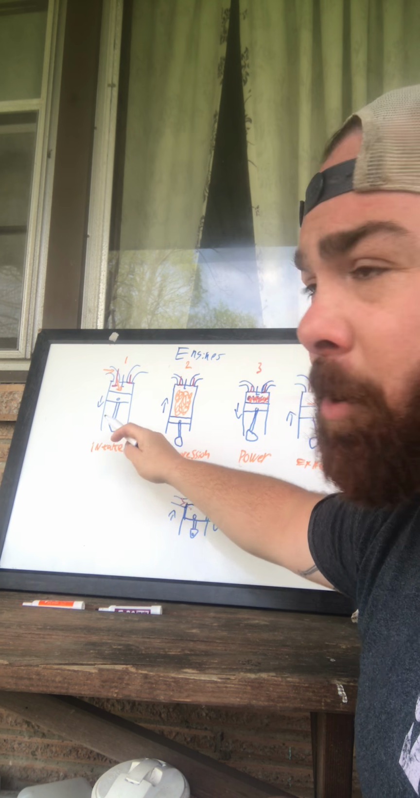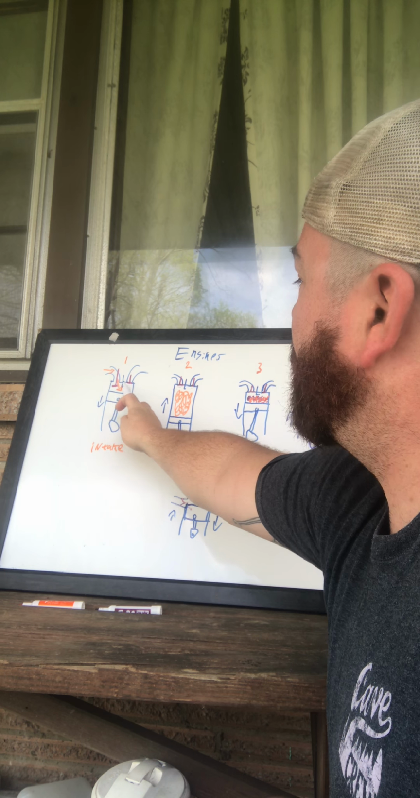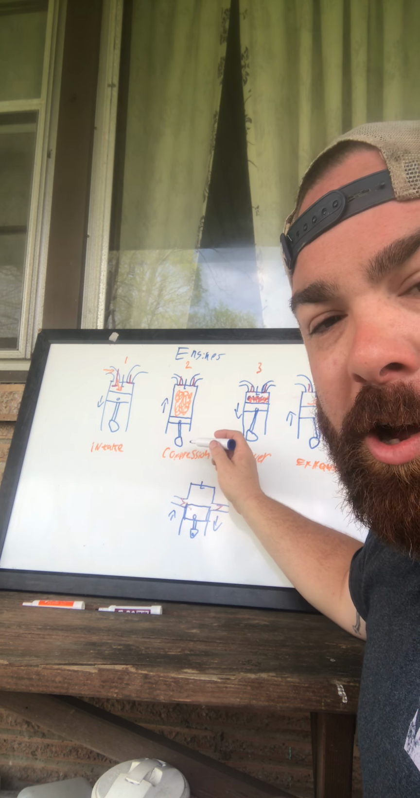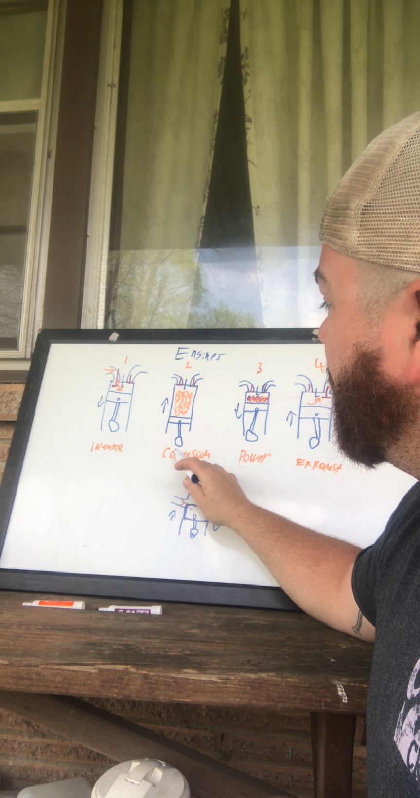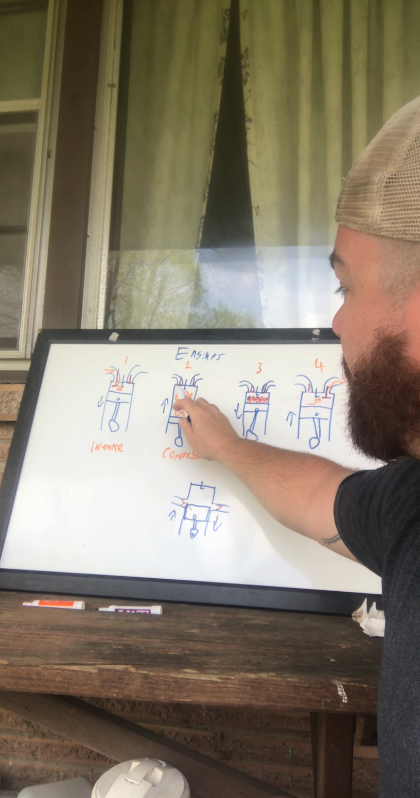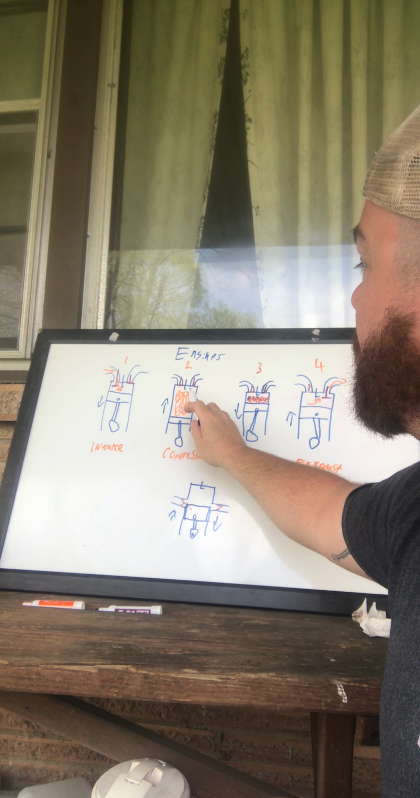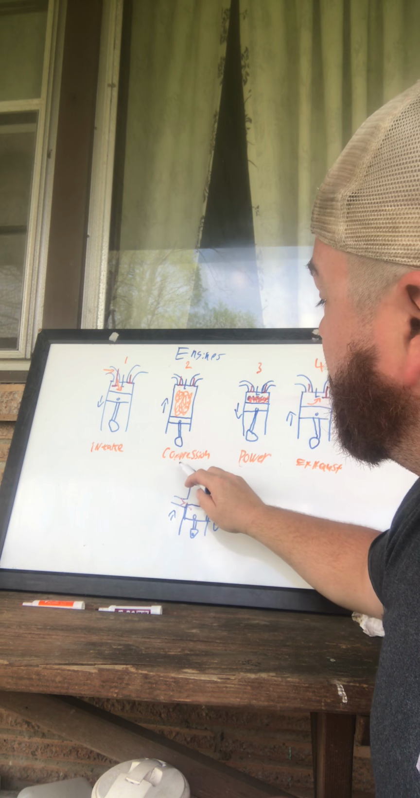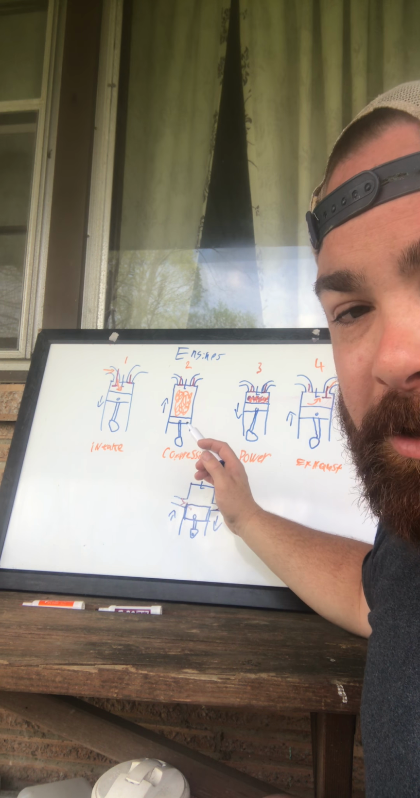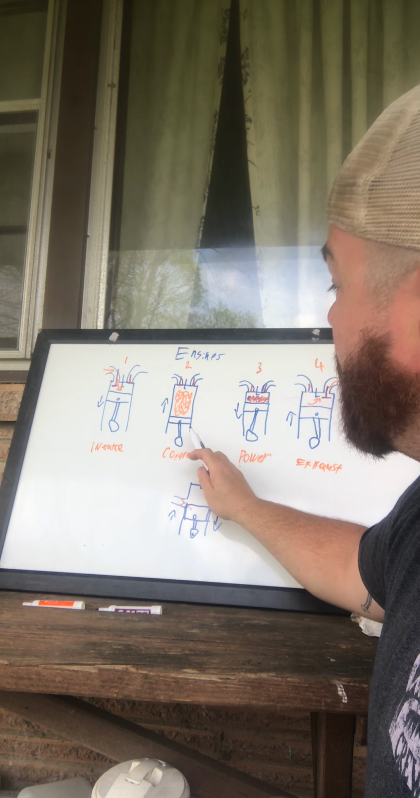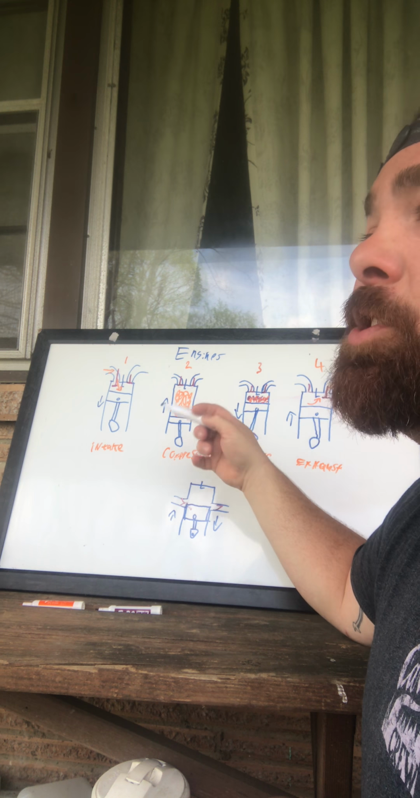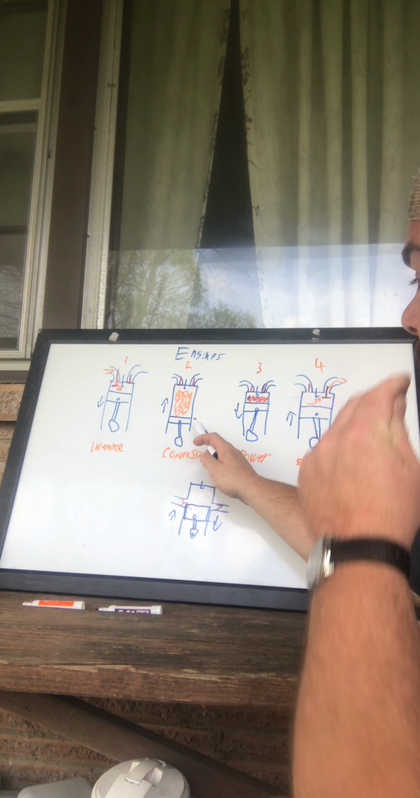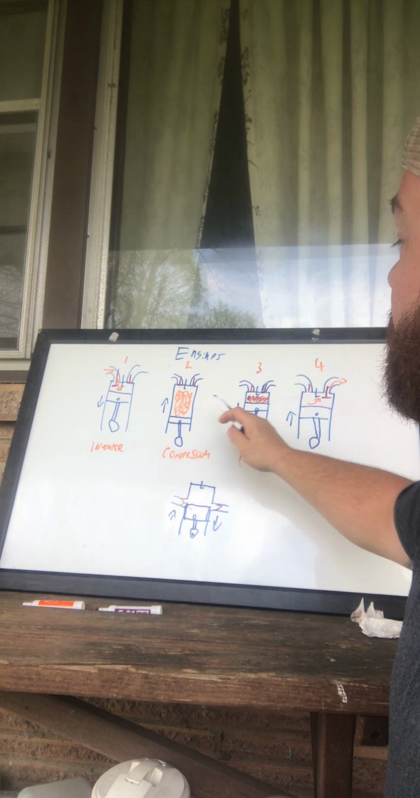When it gets to the bottom, the intake valve closes. Once it crosses bottom, that's when the piston starts going up. At this point, both valves are closed. This is stroke number two, also known as the compression stroke. The reason it's called a compression stroke is because it compresses the gases, which are fuel and air, in the cylinder. So stroke two is compression stroke.